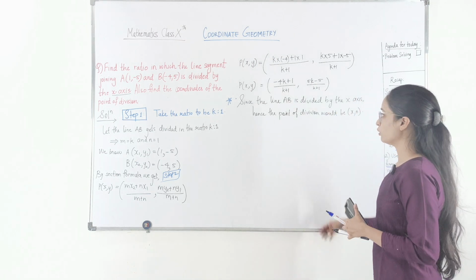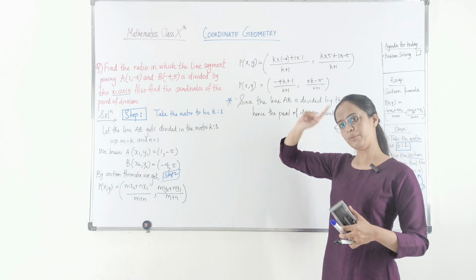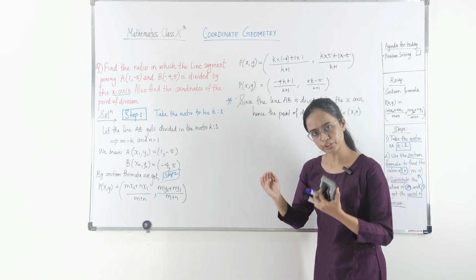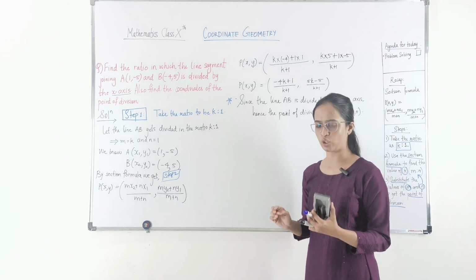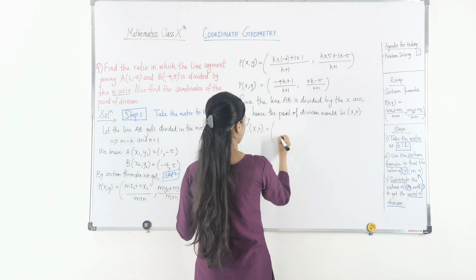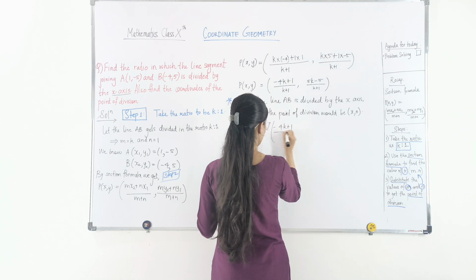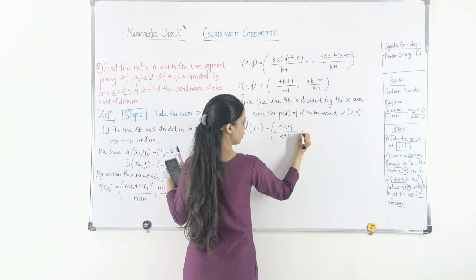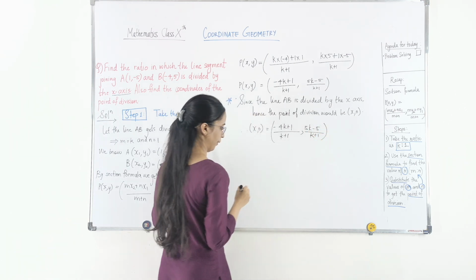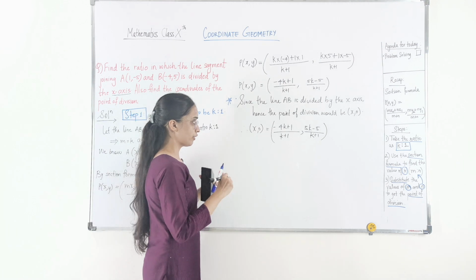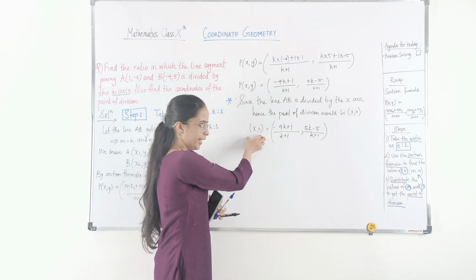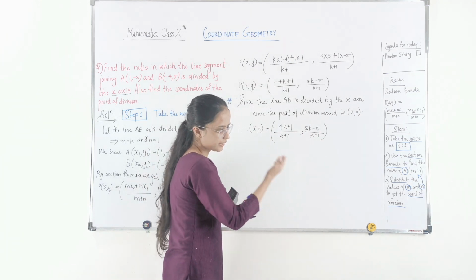So now what we are going to do, instead of writing P of x, y, we are just going to directly write x comma 0, because we know that the general representation of this point of division is x comma 0. Therefore x comma 0 now becomes equal to (minus 4k plus 1) upon (k plus 1) comma (5k minus 5) upon (k plus 1). Right? So now what are you supposed to do? Here, if you see, you have a tuple form on this side, and you have a tuple form on the right hand side as well.